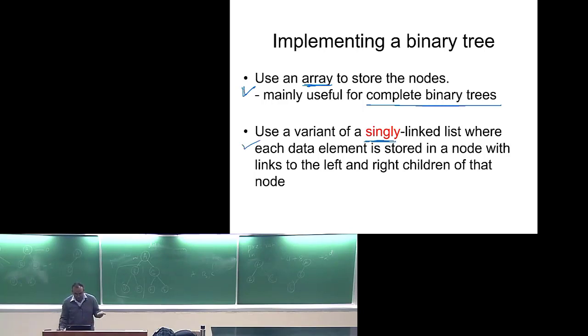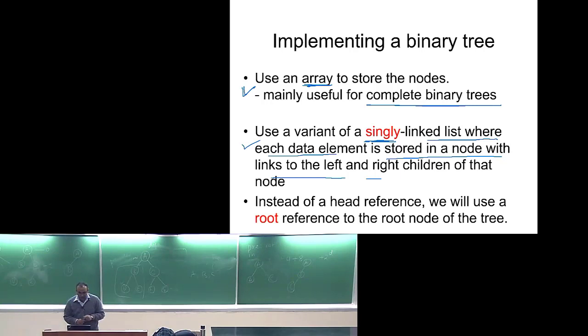We can use a variant of singly linked list where each data element is stored in a node with links to left and right children. This node has the link to left child and right child, this node as well. All the nodes that you have in the tree should have the provision of linking that node to the left as well as right. Okay, question?